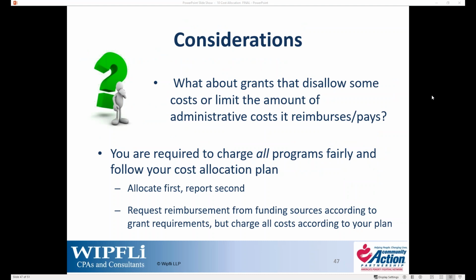Now, what about grants that disallow or limit the amount of administrative costs that they will pay you? Keep in mind, as I've said before, you're required to charge all programs fairly and follow your plan. I cannot stress this enough: you allocate first and report second. You request reimbursement from funding sources according to the grant requirements, but you charge costs according to your plan.